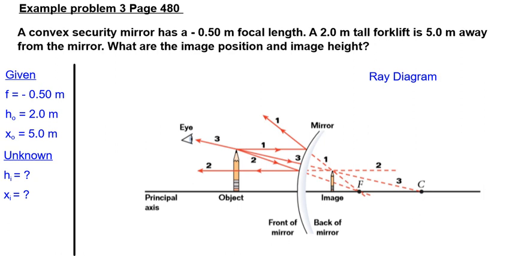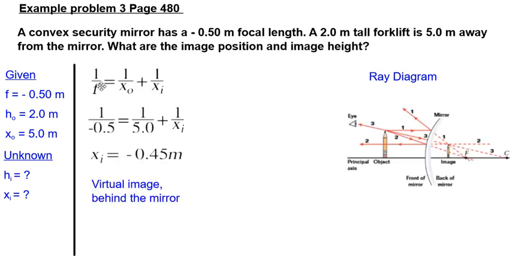Okay, now let's solve using the equation. 1 over f equals 1 over xo plus 1 over xi. Now I got the f, not like the previous problem. So f equals negative 0.5, xo is 5 meters, plus 1 over xi, which is an unknown. xi equals negative 0.45 meters. So the image distance is negative, which means it's behind the mirror. And as long as it's behind the mirror, the image is a virtual image, not a real image.